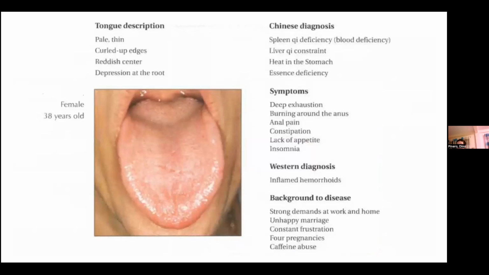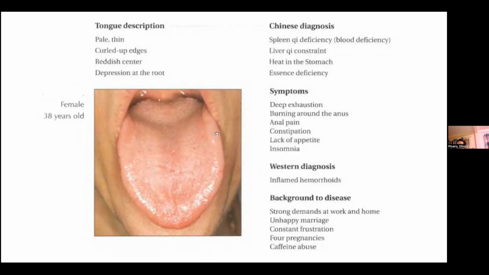Next patient is a female, 38 years old. So meron siyang pale and thin tongue. Observe natin yung picture. Ibig sabihin, there's a spleen chi deficiency or blood deficiency. And meron din siyang curled up edges. Tingnan po natin yung picture, yung sides po niya, umangat ng konti. Ibig sabihin, there is a liver chi constraint.